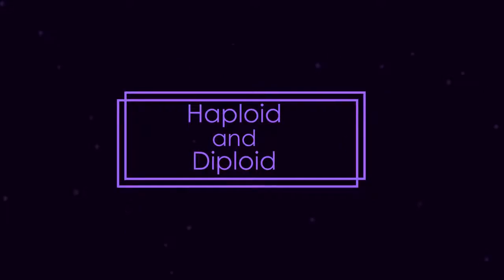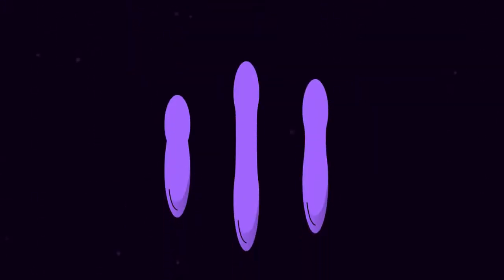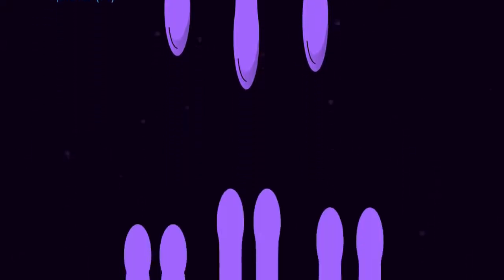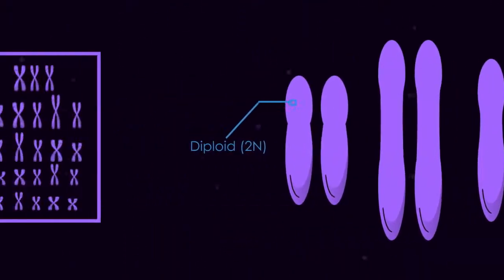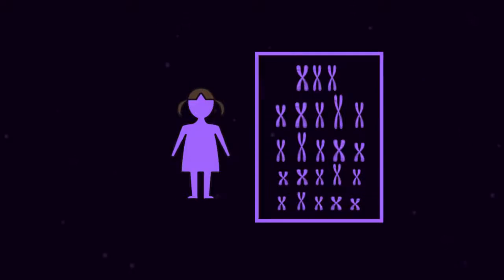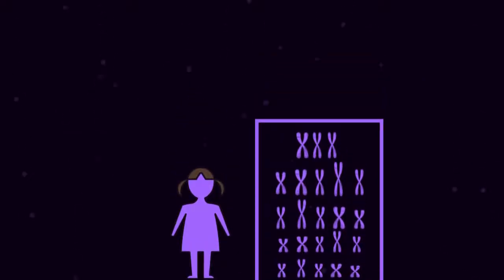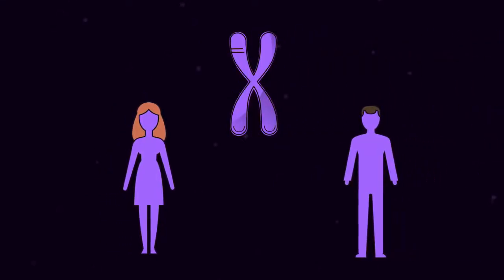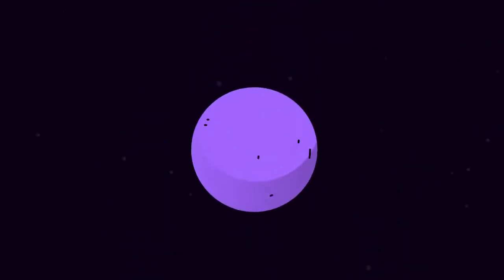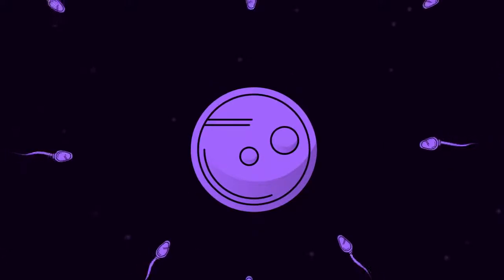And finally, what do haploid and diploid mean? Haploid cells have one set of chromosomes and is labeled as an N. Diploid cells have two sets of chromosomes, 2N. Most cells are diploid, so in humans we have 23 pairs of chromosomes, one from our mother and one from our father. All of our cells are diploid other than the gametes, so the egg and sperm, which are haploid.